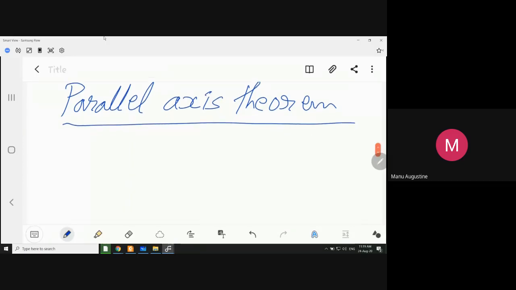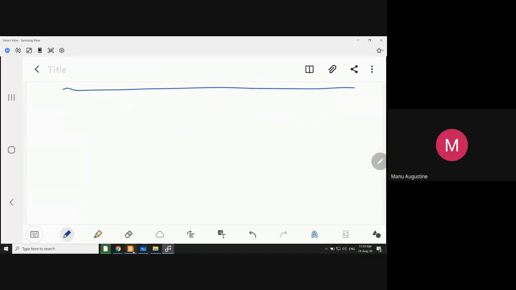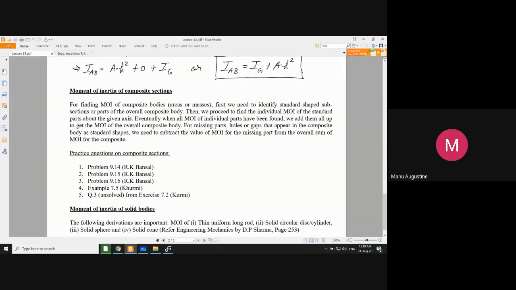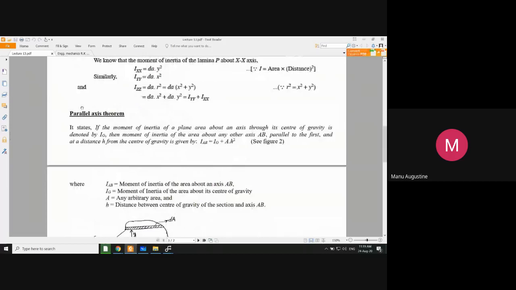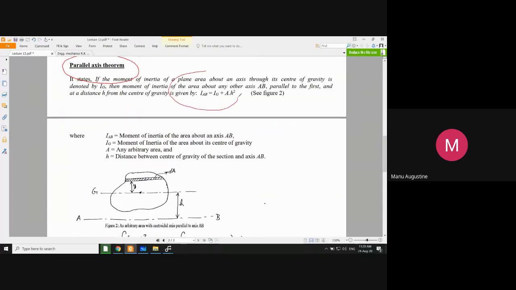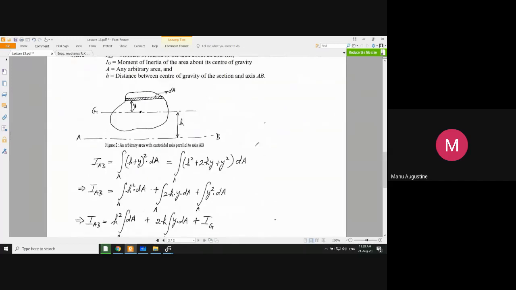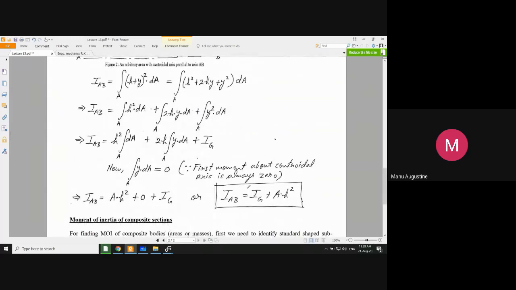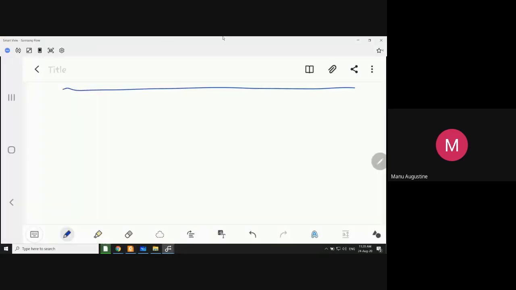Now what does parallel axis theorem say? The proof of parallel axis theorem is given over here. This one is parallel axis theorem. The statement I will explain to you. The proof I have given for you, and I will not be discussing the proof. You have to study it yourself. I will explain it and we will use it in our calculations. Now let us go back and see what parallel axis theorem says.